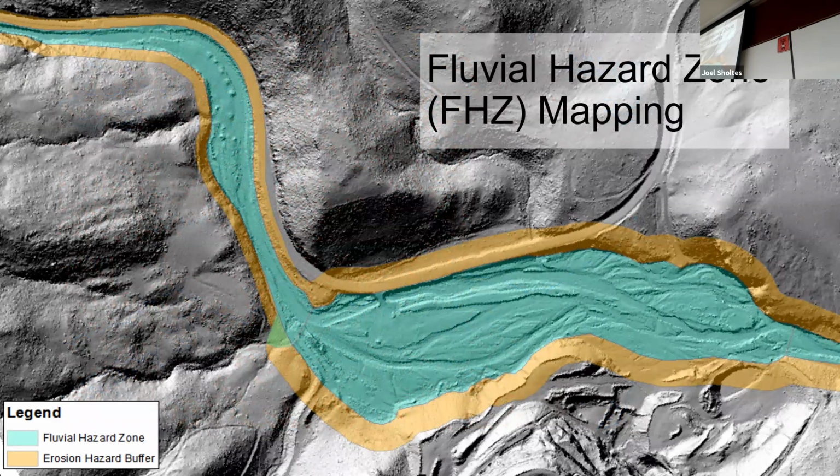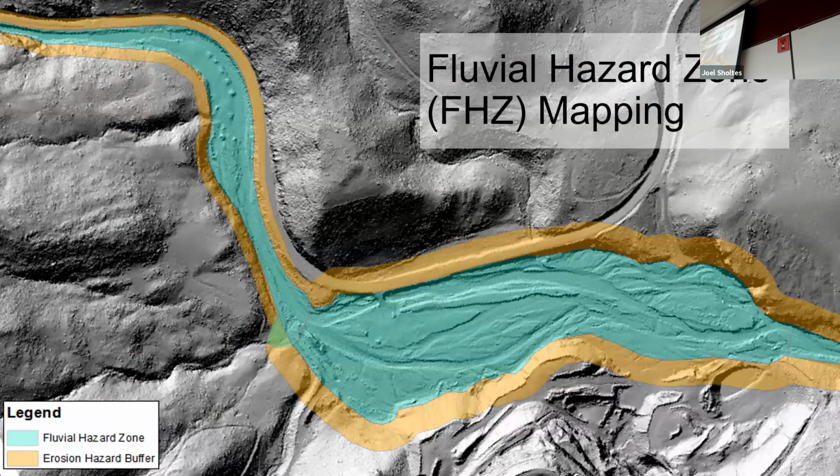Fluvial hazard zone mapping is a new thing. It's something I've been working on for the last 5 years. And this is now kind of published and being implemented in the state. And the idea of fluvial hazard zone mapping is we talked about fluvial hazard. We looked at how the rivers move in response to floods. And so what this map does is attempt to identify an area. This green would be the floodplain, kind of fluvial hazard zone. And then you get a buffer off of that.